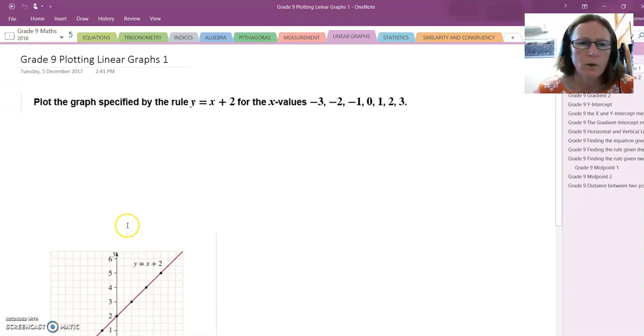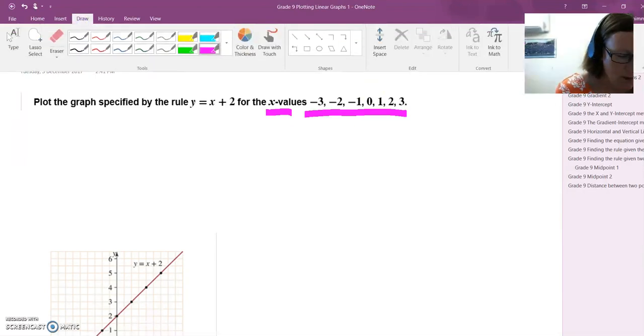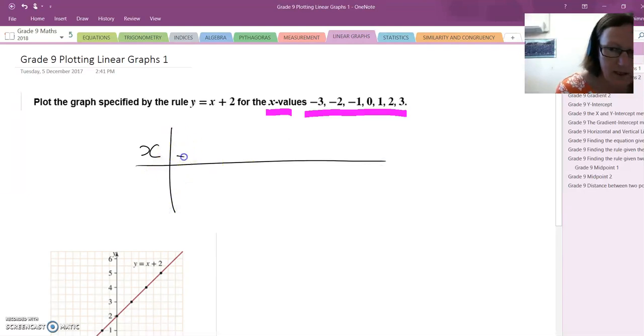In this video, we're going to look at plotting a specified rule onto a Cartesian plane. What we need to do is draw up a table of values. It tells us here to do x values from -3 to +3, so we'll do that. So I'll draw up a table, select the x values, and it tells us to select the x values between -3 and +3.